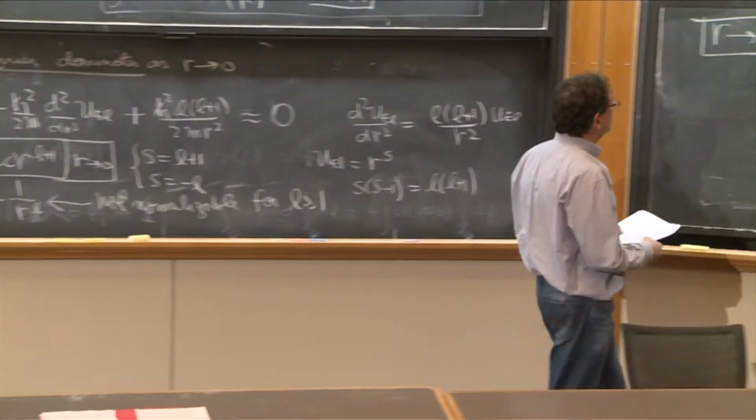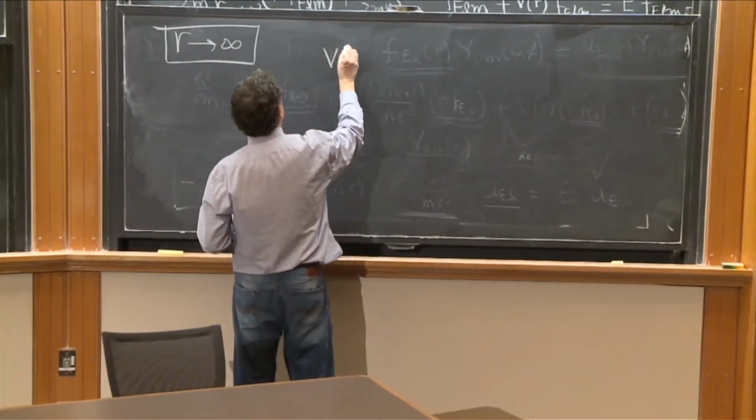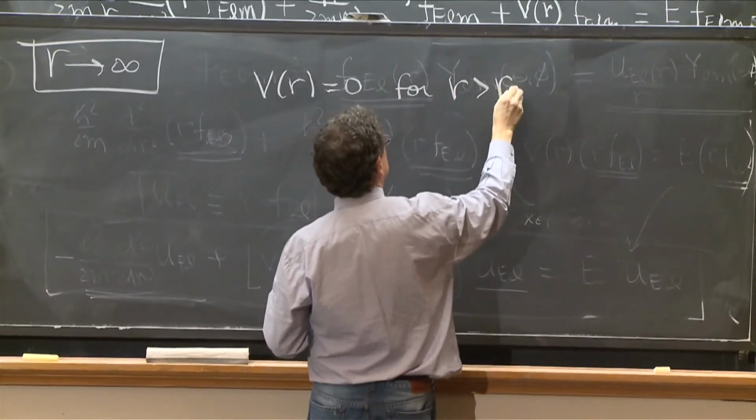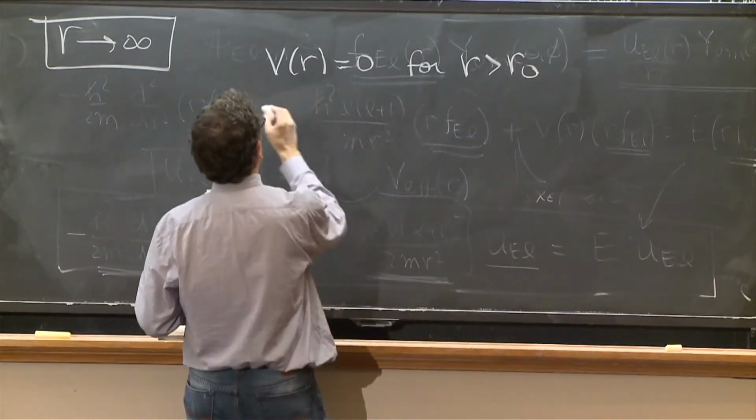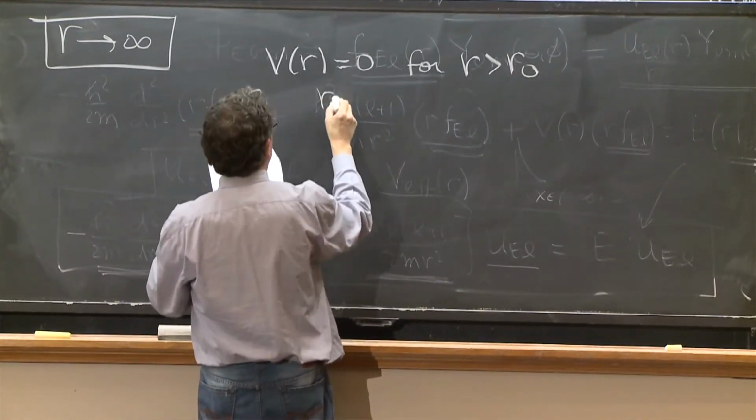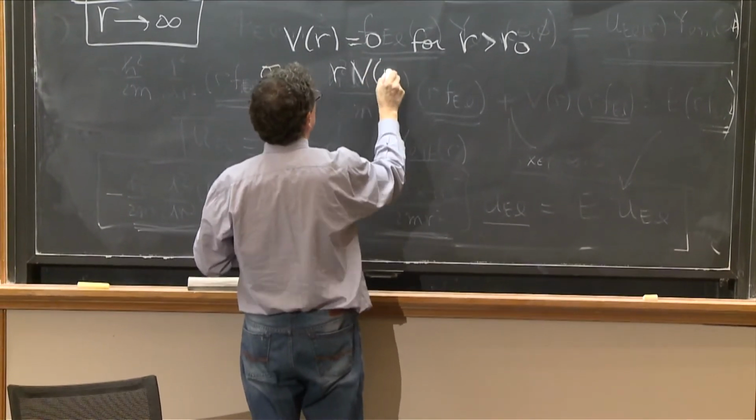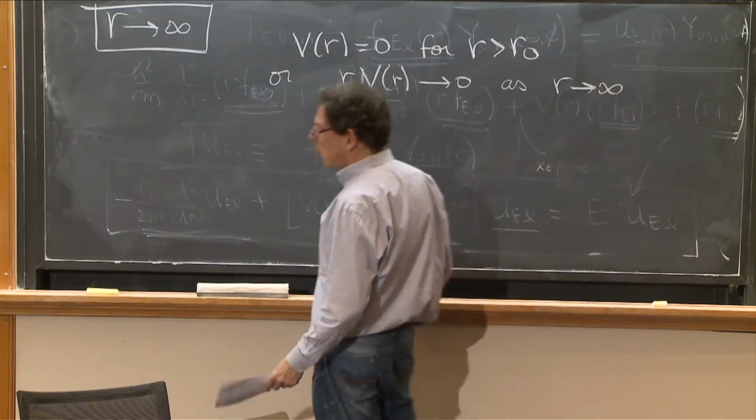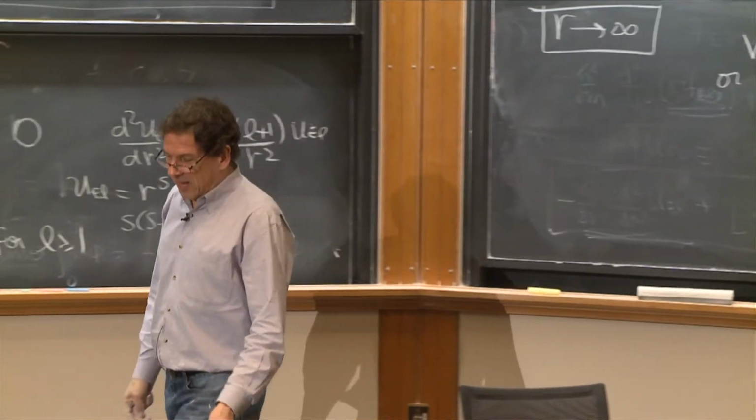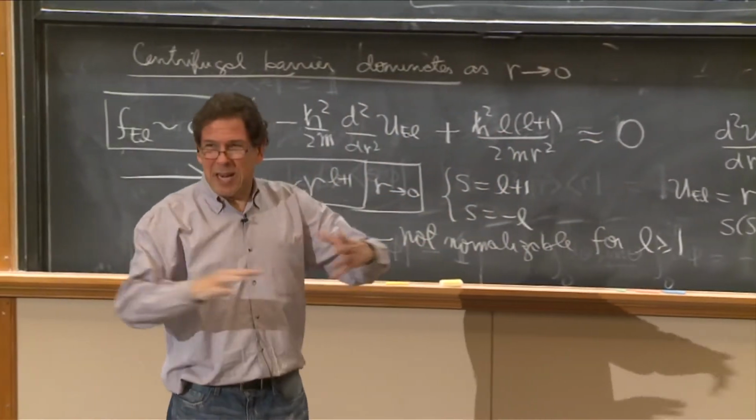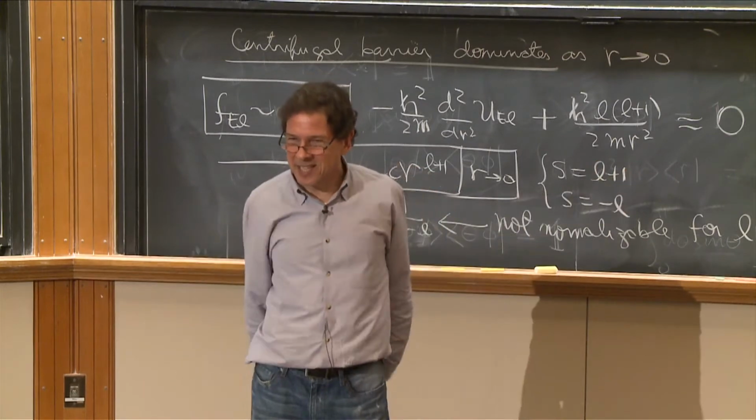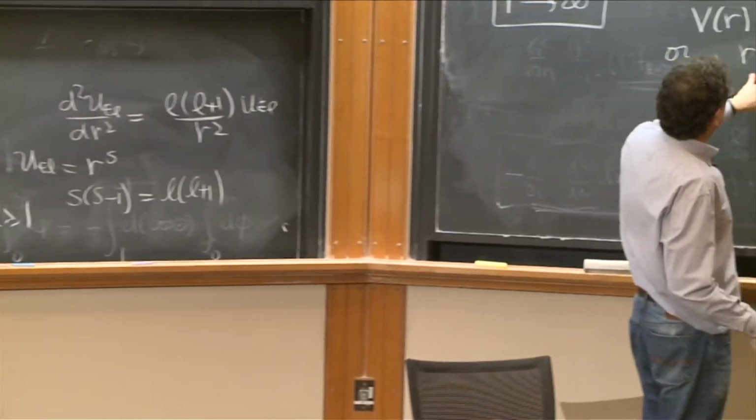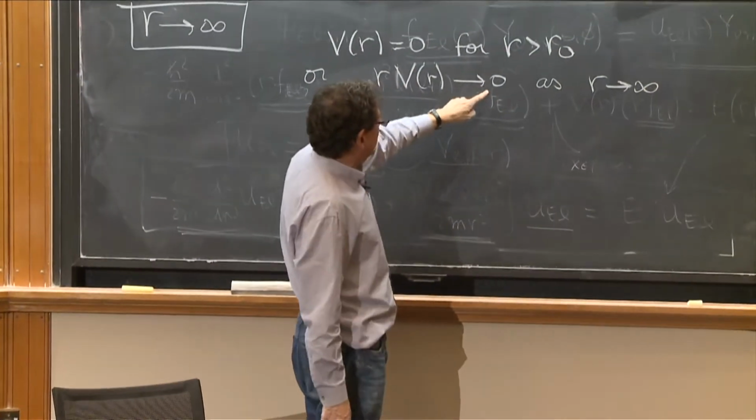So there's two cases where there's an analysis that is simple. Suppose v of r is equal to 0 for r greater than some r naught. Or r times v of r goes to 0 as r goes to infinity. Two possibilities. The potential is plain 0 after some distance, or the potential multiplied by r goes to 0 as r goes to infinity.